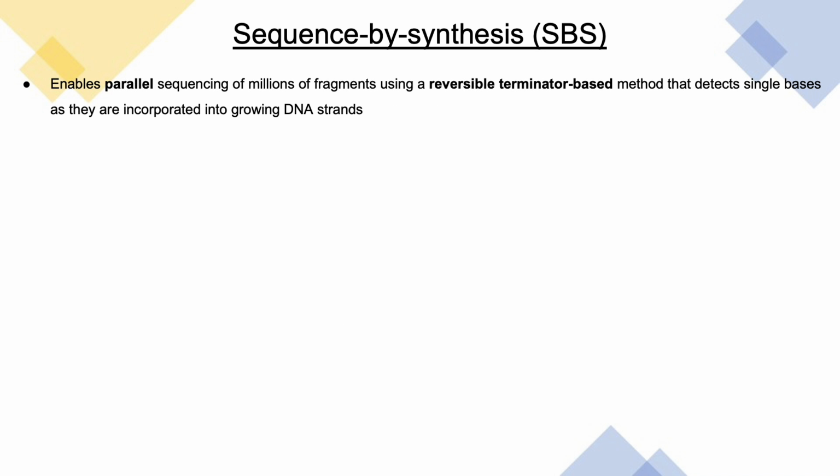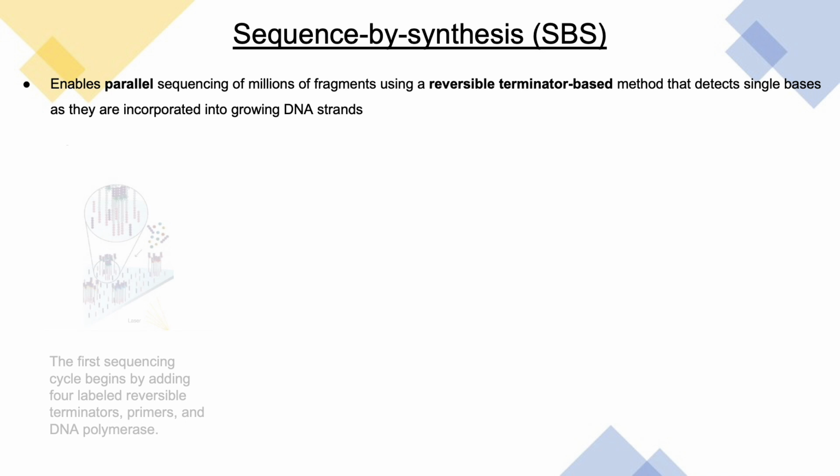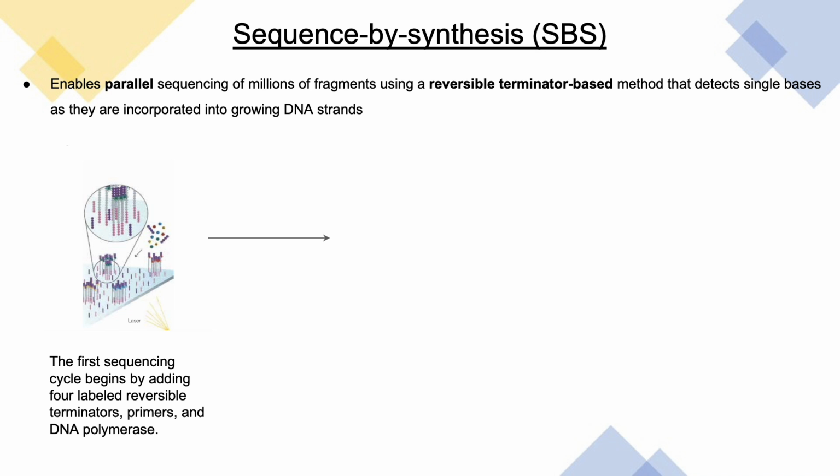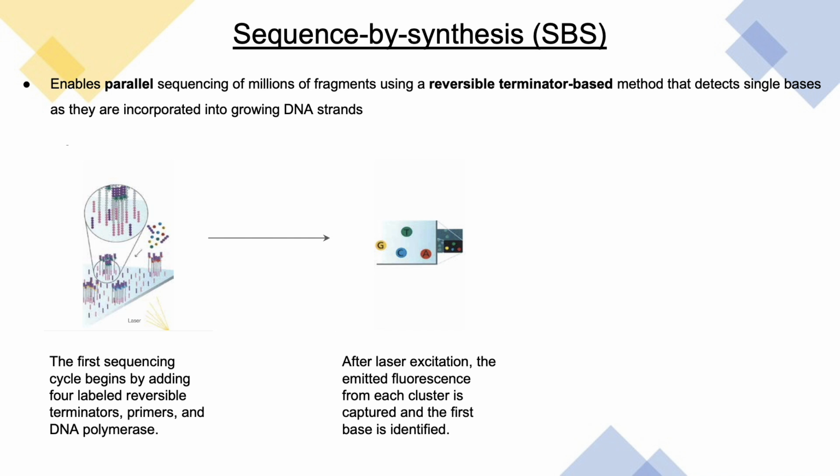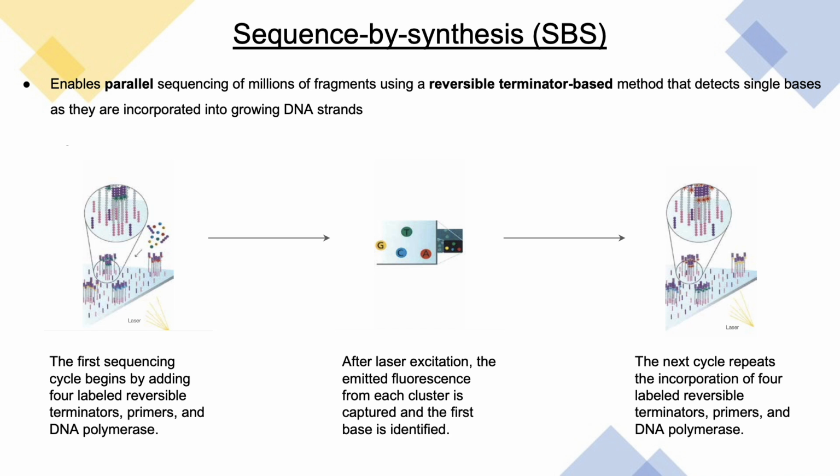Now onto SBS. Sequencing by synthesis enables parallel sequencing of millions of fragments using a method called reversible terminator-based chemistry, which detects single bases as they are incorporated into a growing DNA strand. This occurs as the first sequencing cycle begins by adding 4 labeled reversible terminators, primers, and DNA polymerase. After laser excitation, the emitted fluorescence from each cluster is captured and the first base is identified. The cycle then repeats itself with the incorporation of the 4 labeled reversible terminators, primers, and DNA polymerase.